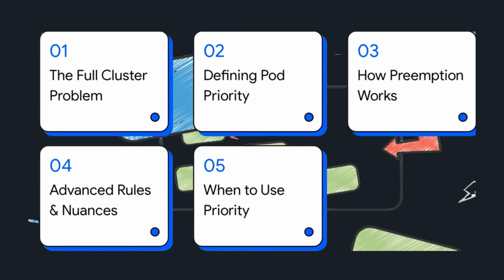All right, here's how we're going to tackle this. First, we'll look at the full cluster problem itself. Then we'll get into what pod priority is and see how its muscle, preemption, actually works. After that, we'll cover some advanced rules you absolutely need to know. And we'll wrap up with exactly when you should, and maybe more importantly, when you shouldn't use this feature.